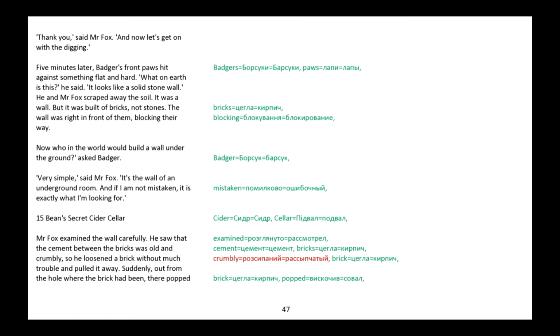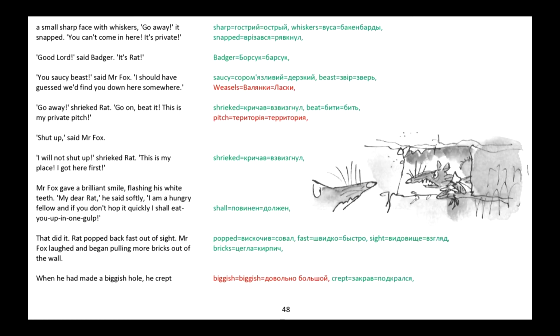Mr. Fox examined the wall carefully. He saw that the cement between the bricks was old and crumbly, so he loosened a brick without much trouble and pulled it away. Suddenly, out from the hole where the brick had been, there popped a small, sharp face with whiskers. "Go away," it snapped. "You can't come in here. It's private." "Good Lord," said Badger, "it's Rat." "You saucy beast," said Mr. Fox. "I should have guessed we'd find you down here somewhere." "Go away," shrieked the Rat. "Go on, beat it. This is my private pitch."